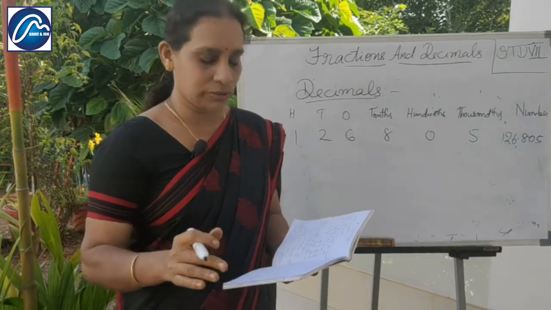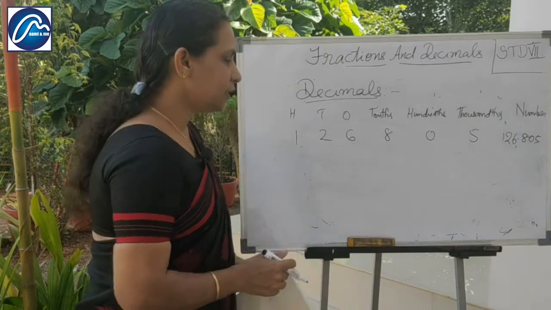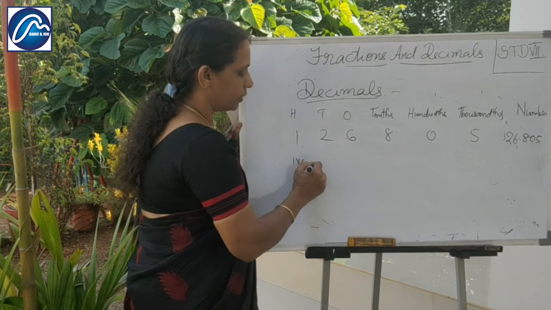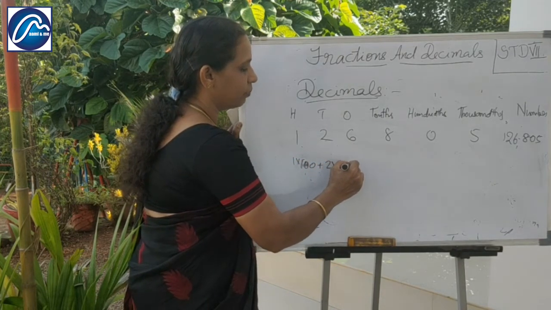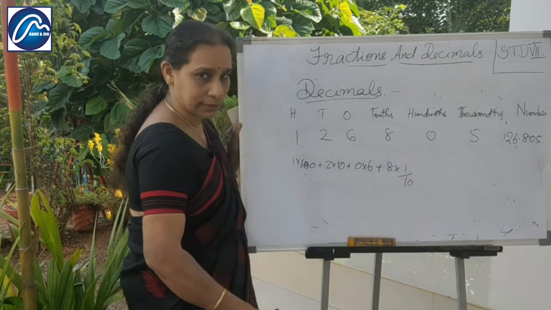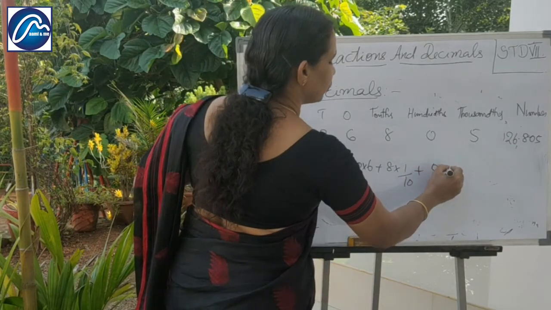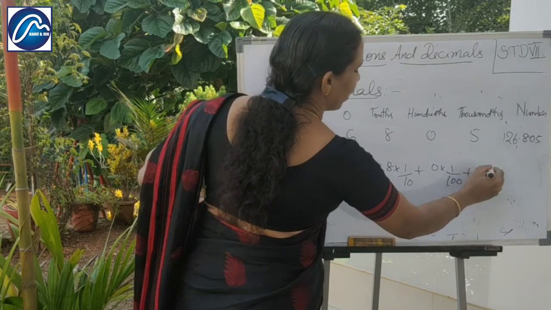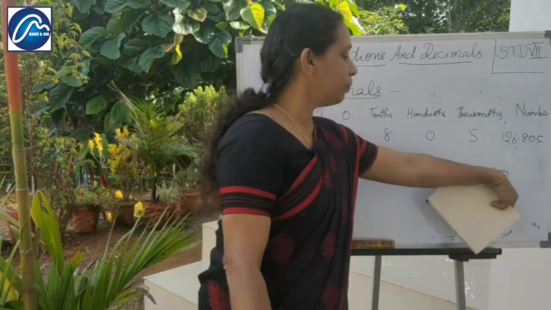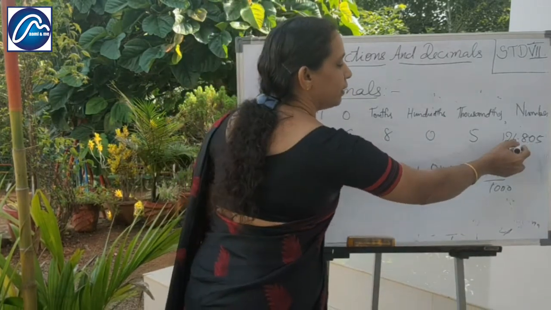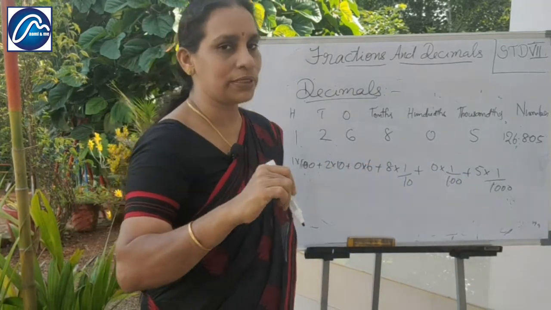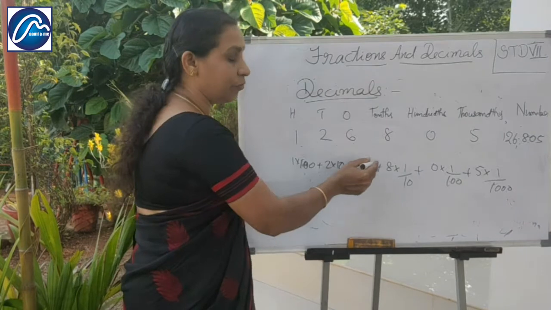So this you have studied in earlier classes. What is the expanded form of this number? 1 into 100 plus 2 into 10 plus 6 into 1 plus 8 into 1 by 10, that is tenths, plus 0 into 1 by 100 plus 5 into 1 by 1000. When you are dividing by 1000, there will be 3 decimal places. When dividing by 100, there will be 2 decimal places, and by 10, there will be 1 decimal place.